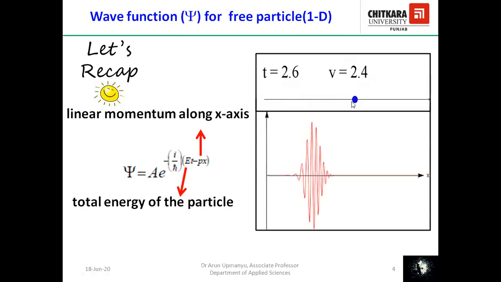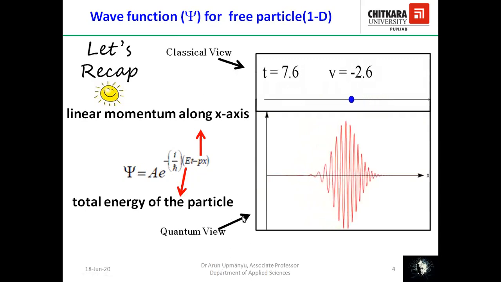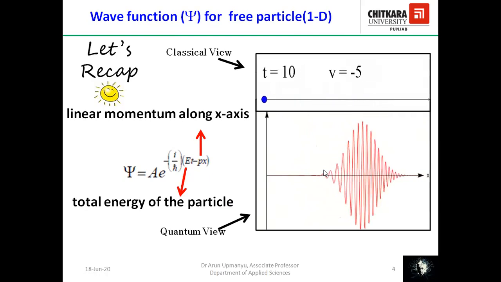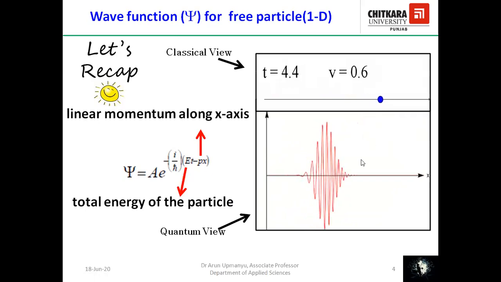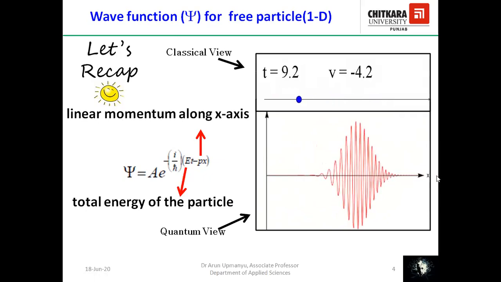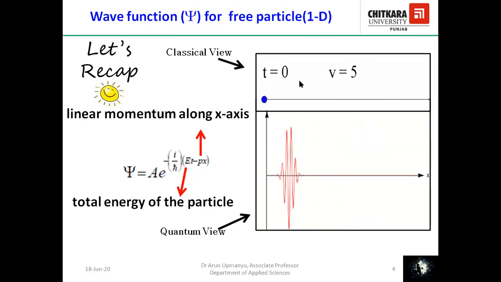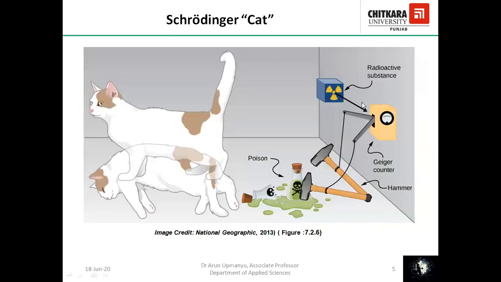So this is the presentation. First one is the classical view of the particle, and second is the quantum view of the particle. You can easily understand that in the quantum view, the particle is not visible. Only the envelope of the particle appears to be moving along the x-axis, but in classical mechanics, the particle appears to move along the axis and is easily visualized. This interpretation was expressed by Schrödinger earlier.